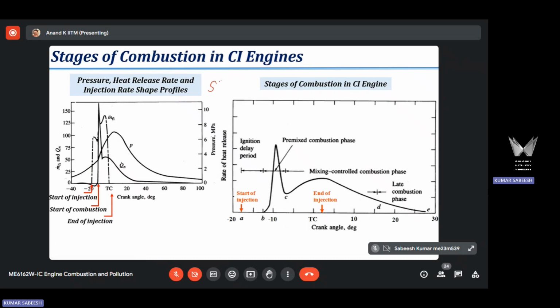So SI engines are quantity governed. CI engines are referred to as quality governed engines.